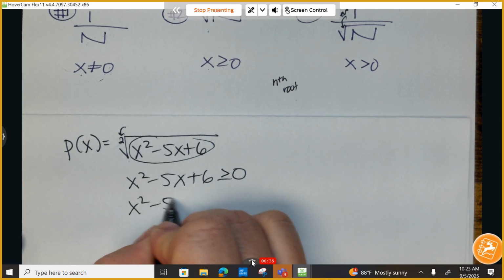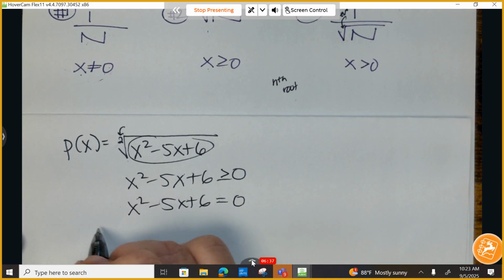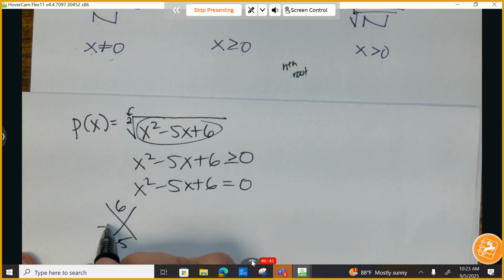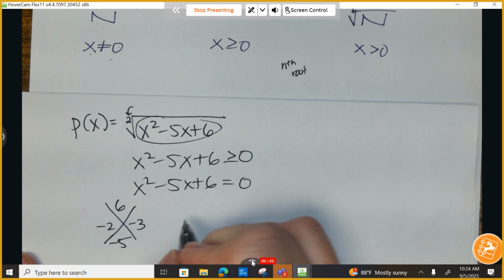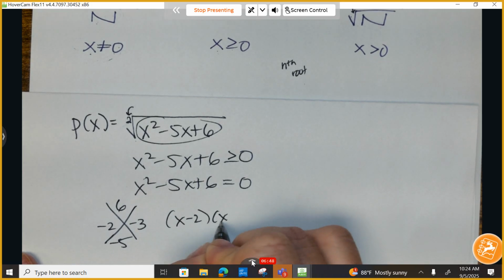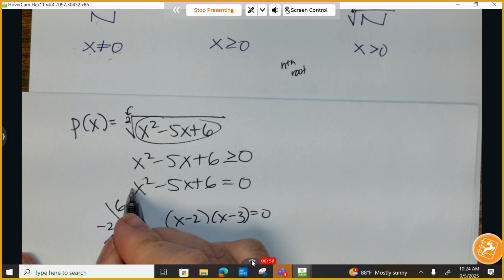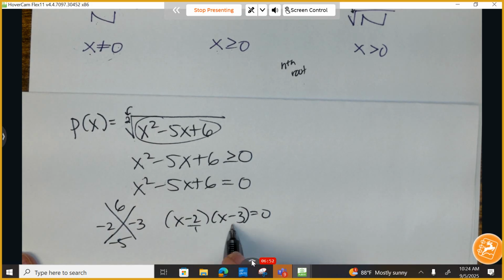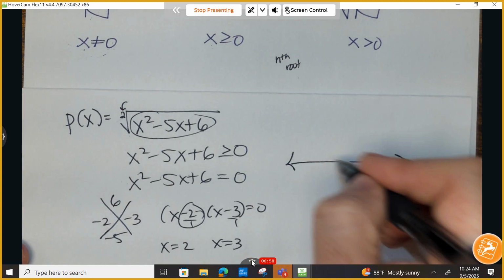I'm going to find those hash marks by setting it equal to 0 and seeing, can I solve here by factoring? Yes, negative 2 times negative 3 multiplies to give me 6 and combines to give me negative 5. So x minus 2 and x minus 3. The leading coefficient is a 1. That doesn't change anything. And so I get an answer of 2 and an answer of 3. Those help me to identify the hash marks.